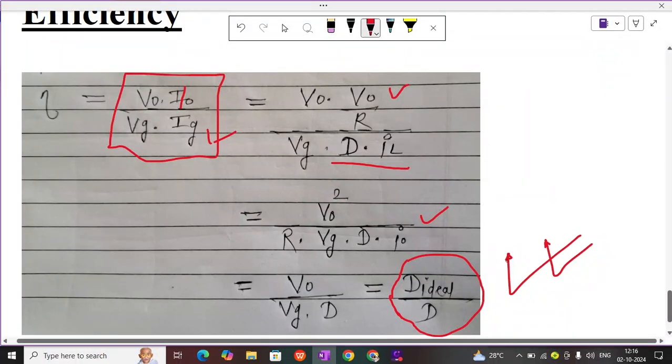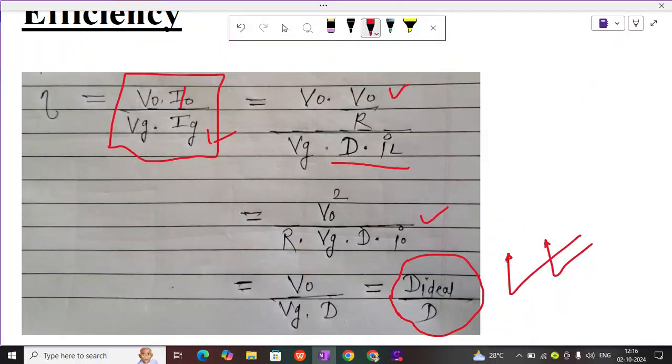I hope you understood the step by step procedure of how you can proceed to derive the efficiency expression. In the next lecture I will talk about maybe the boost converter efficiency expression.